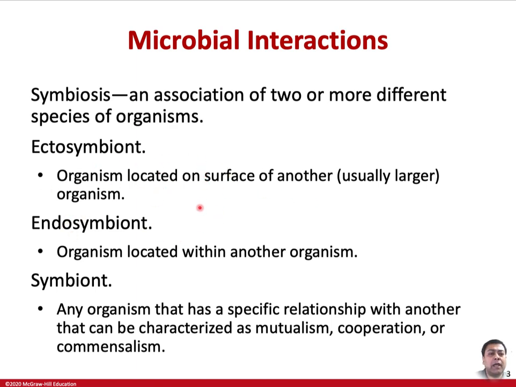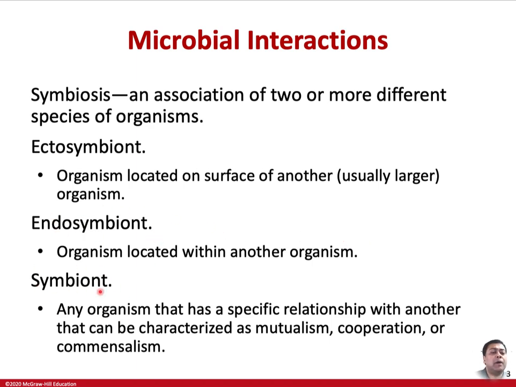On the other hand, an endosymbiont is an organism located within another organism. The important thing I want you to understand here is that most of the time the endosymbionts are within the cell of another organism. That's the important part, within the cell. It is not just inside the animal, but inside one of the cells. That is the most important part.